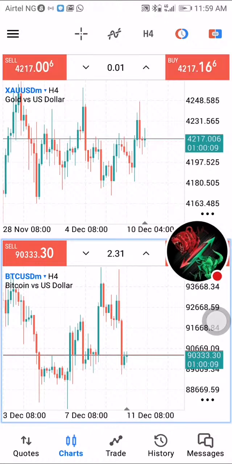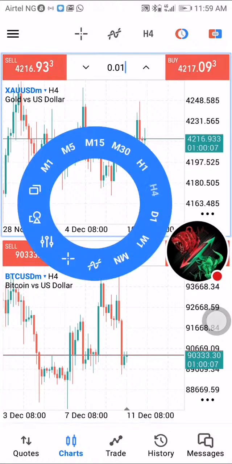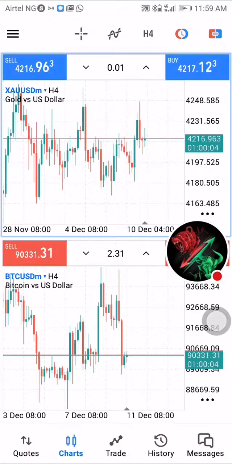So we are going to be analyzing these pairs. Let's start. We always start our analysis using the higher time frame, which is the 4 hour. If you have been trading with us for a while, you understand this better. So we are currently on gold, and gold has been bullish.